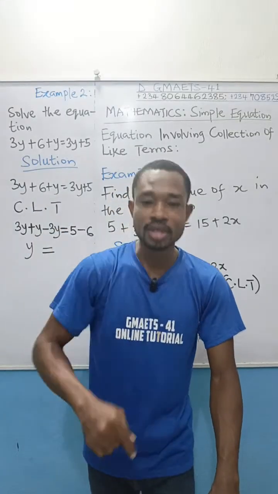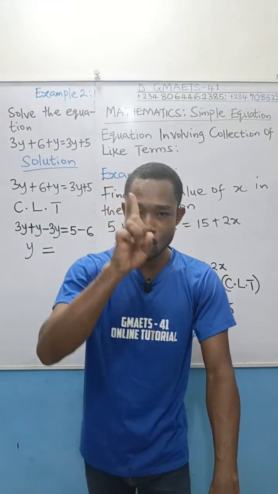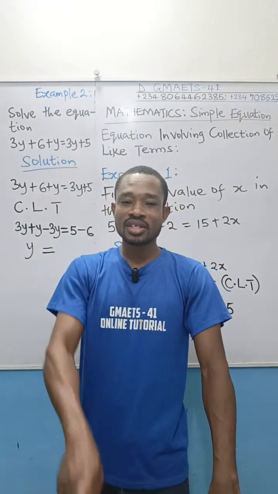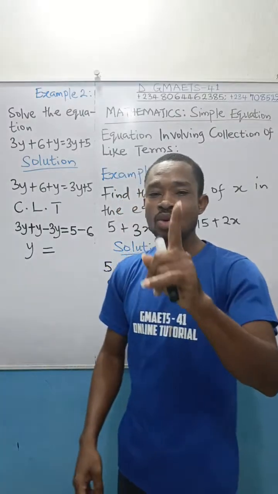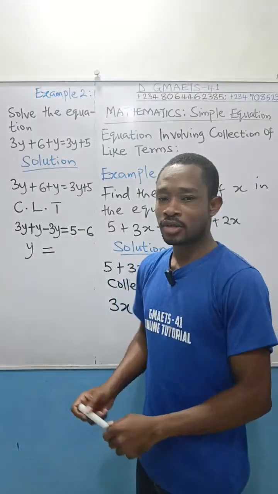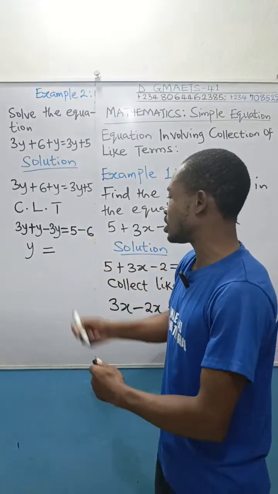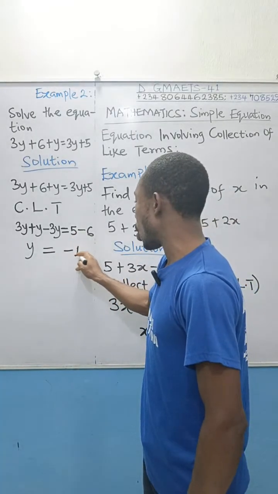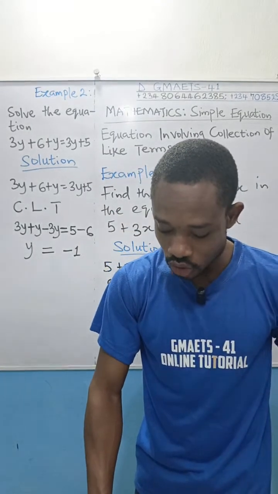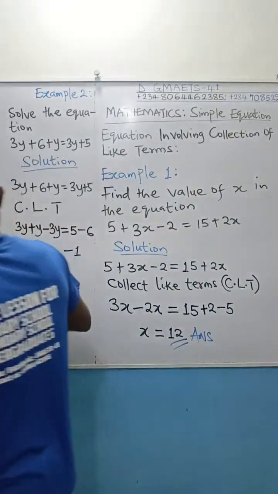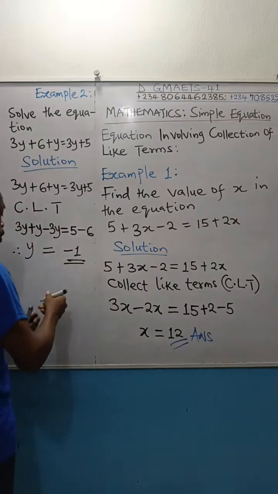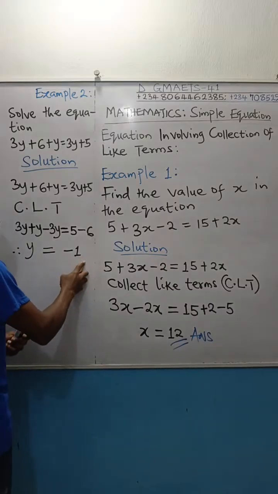You are still owing me. How many are you owing me? 1. Because out of 6, you have given me 5. It is now remaining 1. So you are owing me 1. And in mathematics, because you are owing, it goes with minus. Which means 5 minus 6 is minus 1. 5 minus 6 is minus 1. And we are done. Therefore, the value of y here is equal to minus 1.